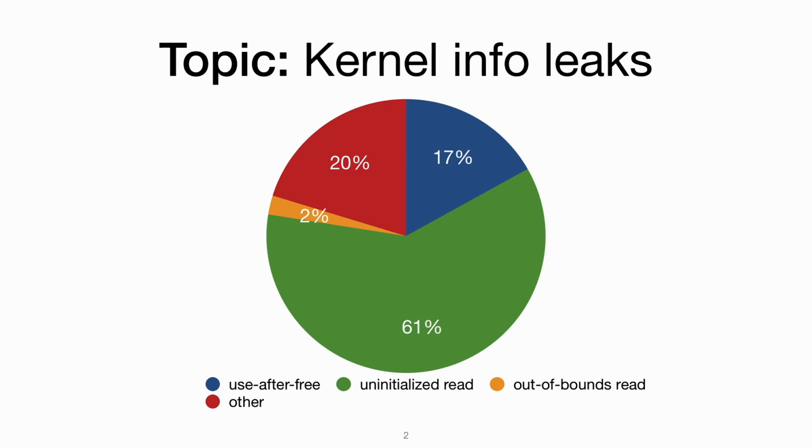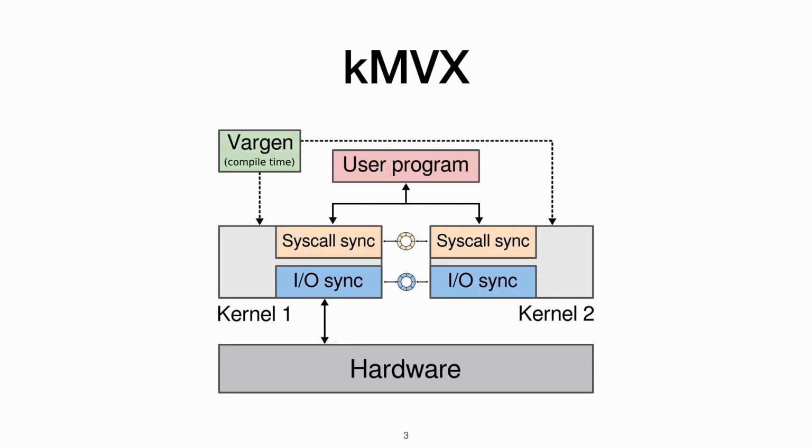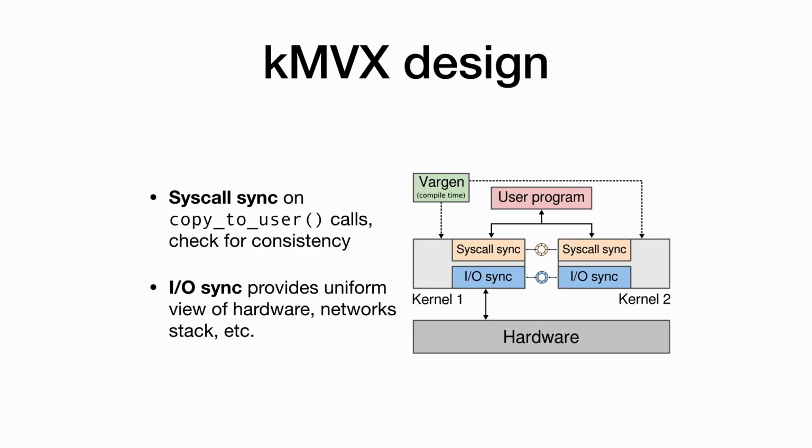Prior defenses against info leaks usually focus on one single class of bugs, such as uninitialized reads or out-of-bound reads. We present kMVX, a blanket mitigation against kernel info leaks caused by various classes of bugs. By running the same operation on two diversified kernels on the same hardware, we're able to detect divergences caused by exploitation attempts. Our design consists of three major components.